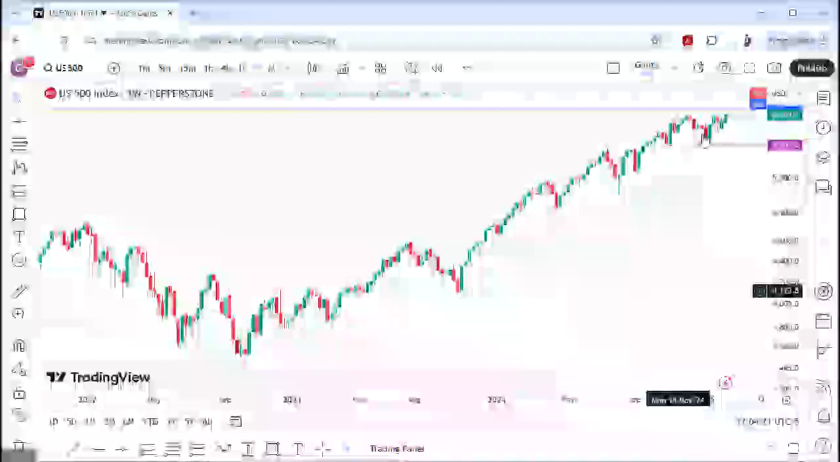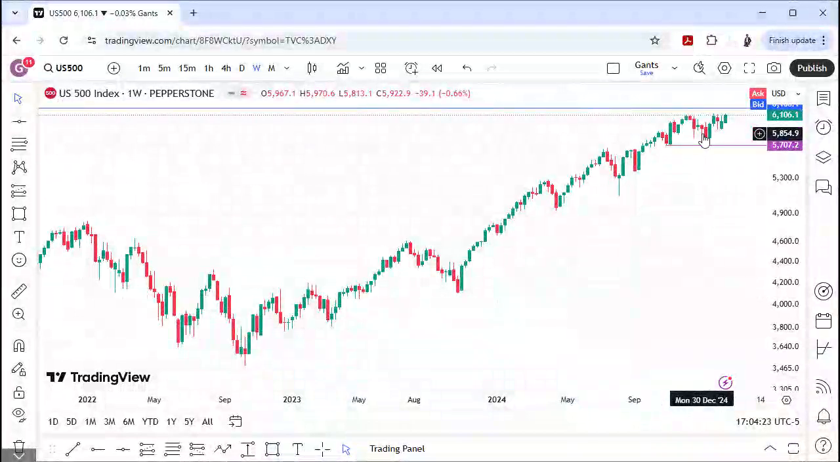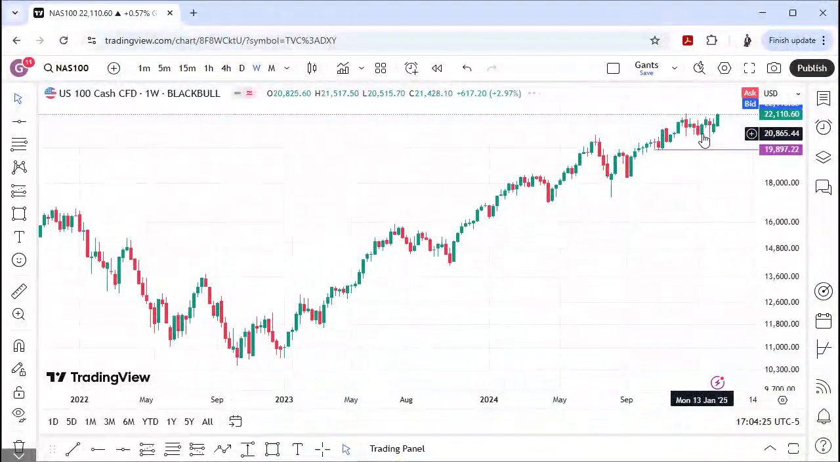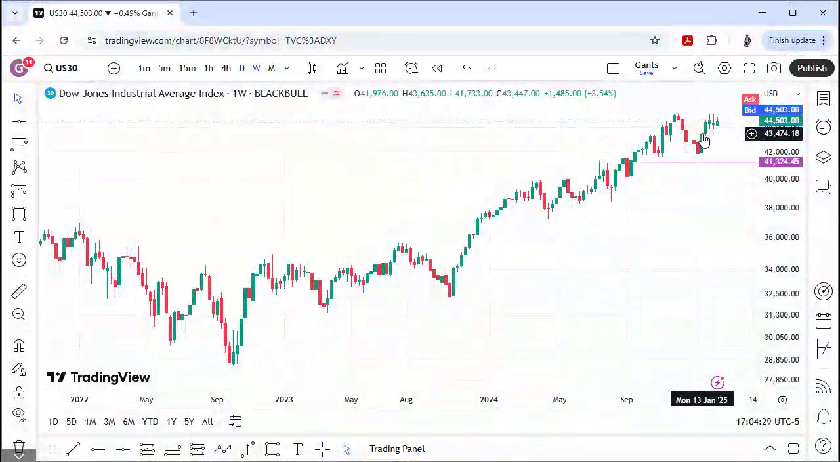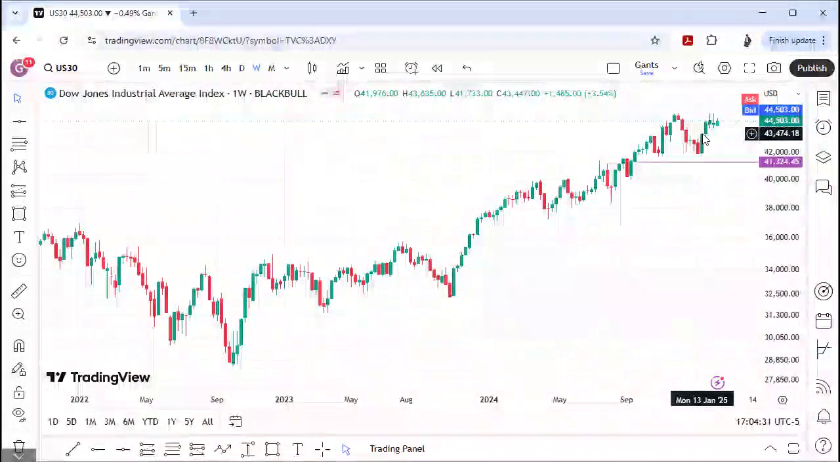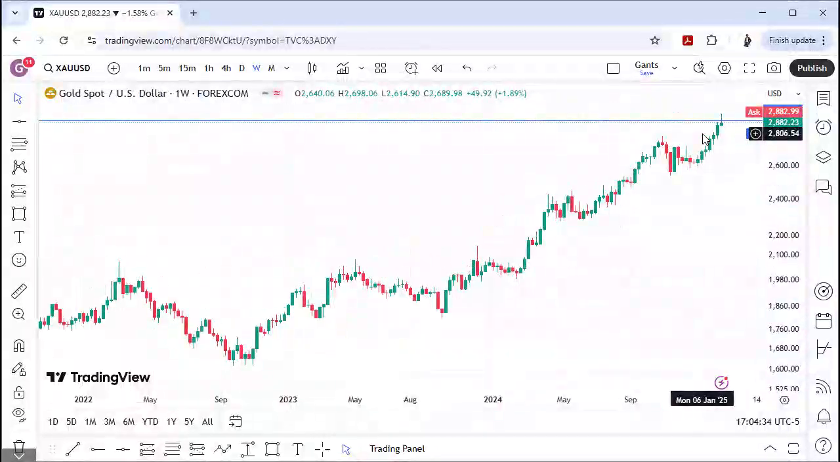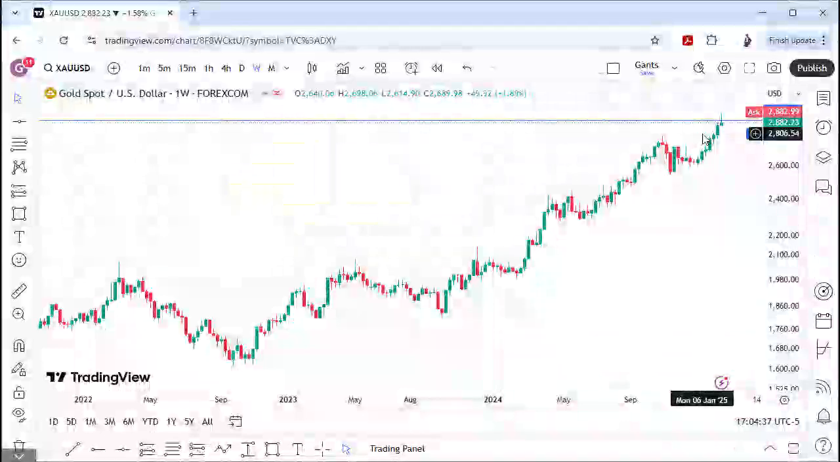Want to see indices trade higher, take out that level. Same thing, take out the equal highs here, and then take out this as well for US 30, then gold, take out last week's high. That's the analysis for this new trading week.